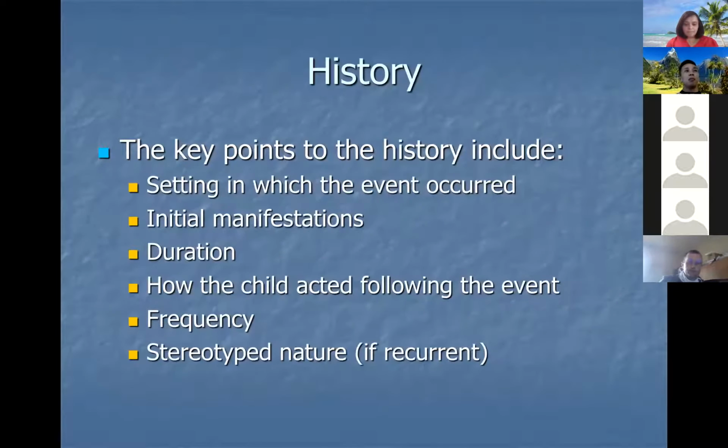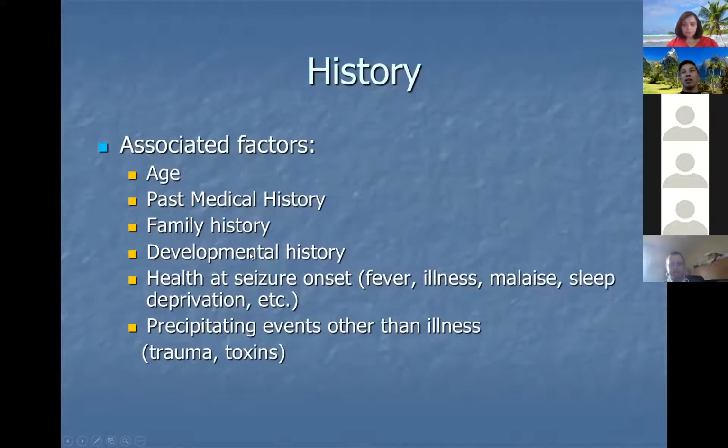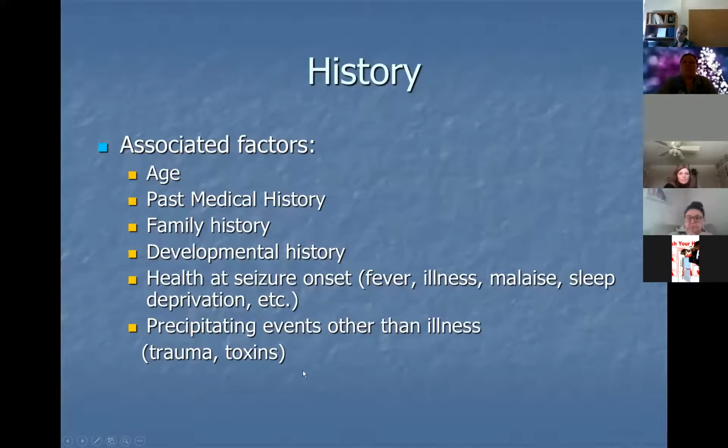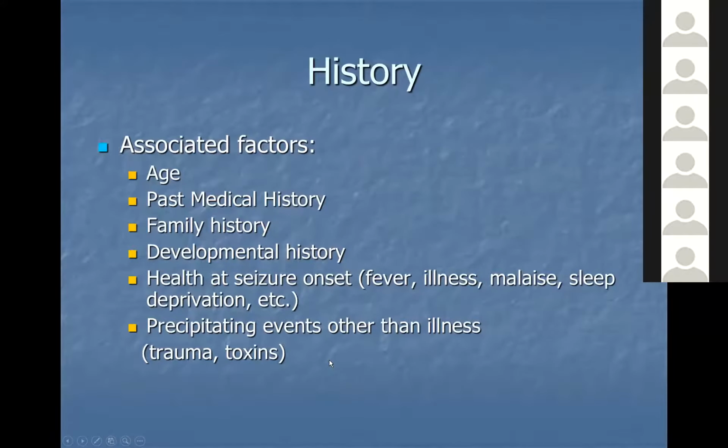Associated factors as well, obviously developmental history, family history is always relevant. Obviously how sick or not sick the child was when they had the first seizure, and obviously any other events, trauma, toxins, that kind of stuff.